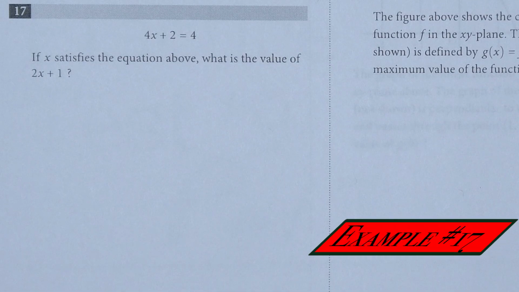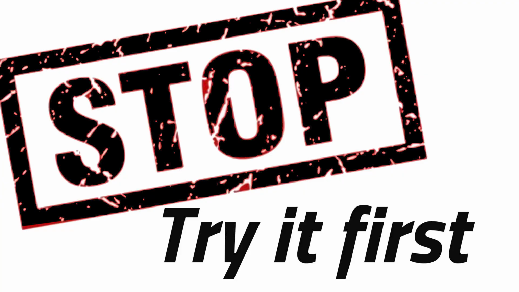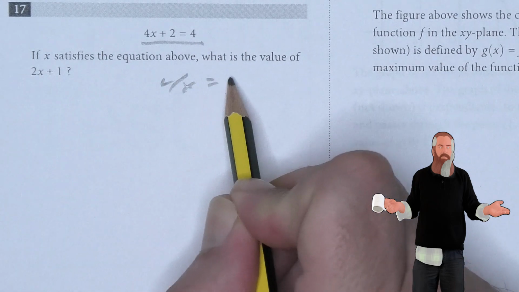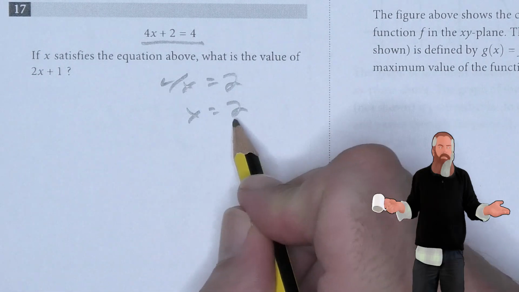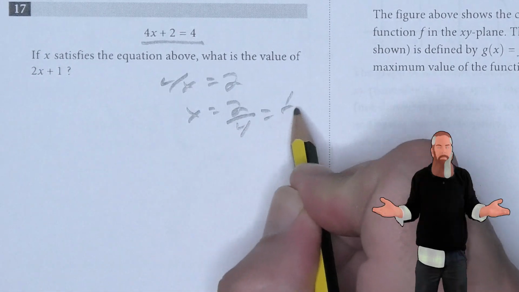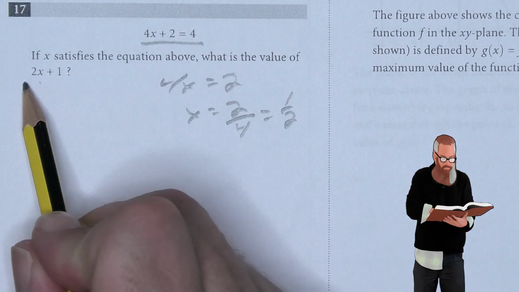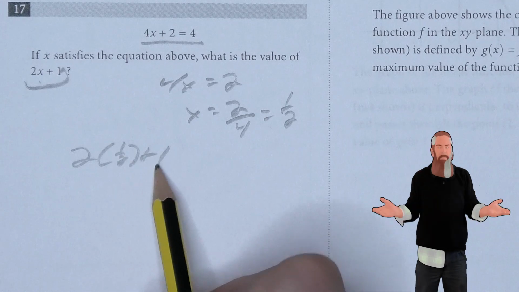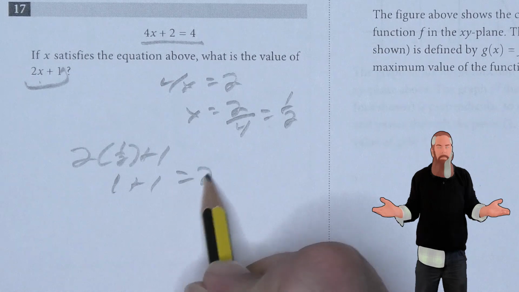If x satisfies the equation above, what is the value of 2x plus 1? So we have to solve this first equation for x, which is going to give us 4x is equal to 2, or x is equal to 2 over 4, which is 1/2. Now that's the solution to the top equation, but they're asking about this equation, which means I'm going to do 2 times 1/2 plus 1, and 2 times 1/2 is 1, and 1 plus 1 is 2.